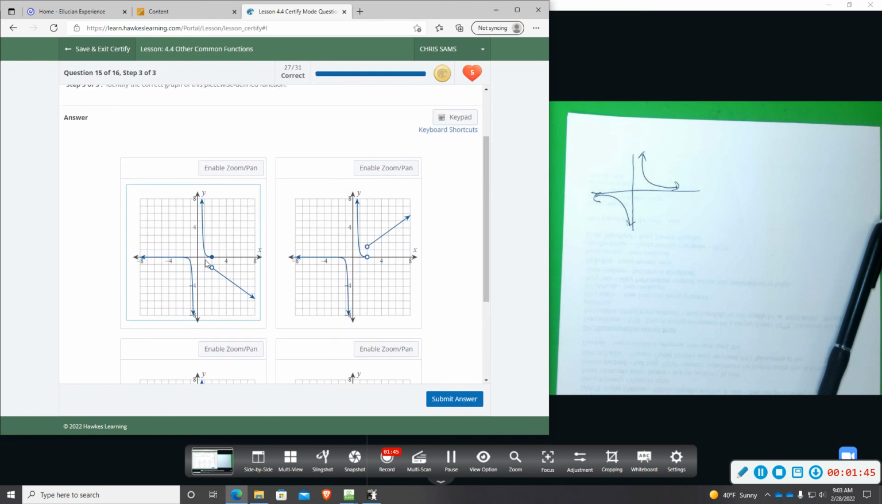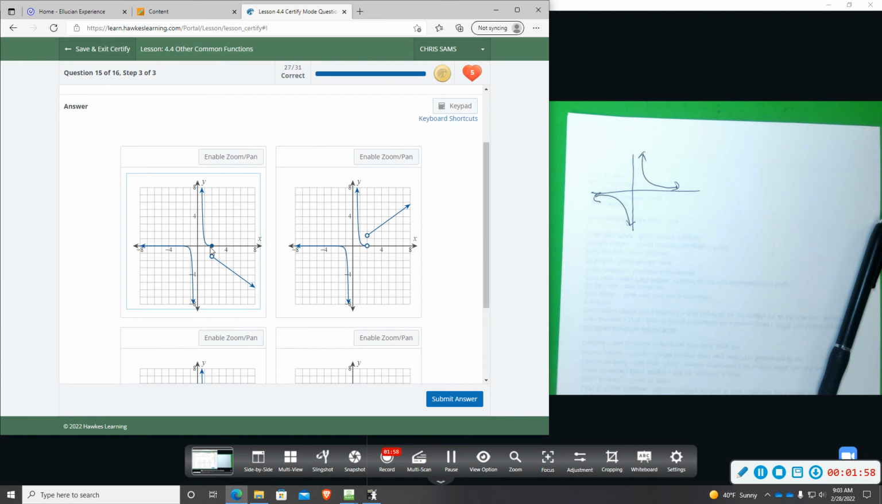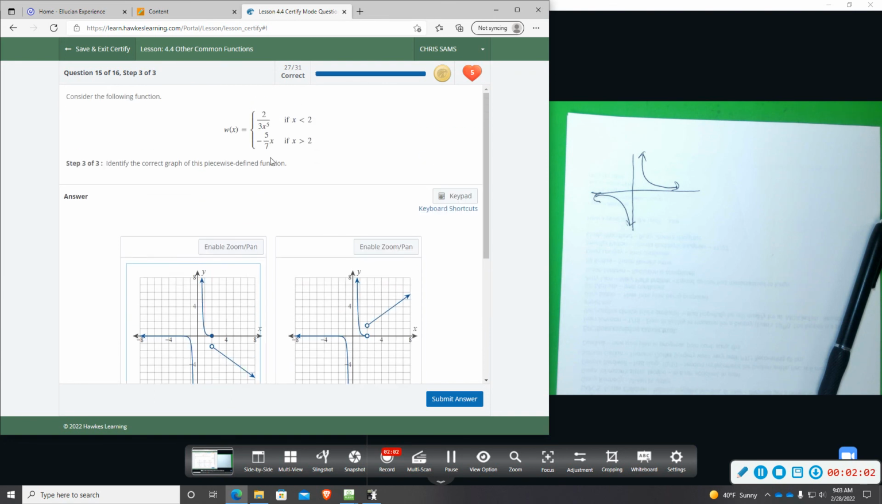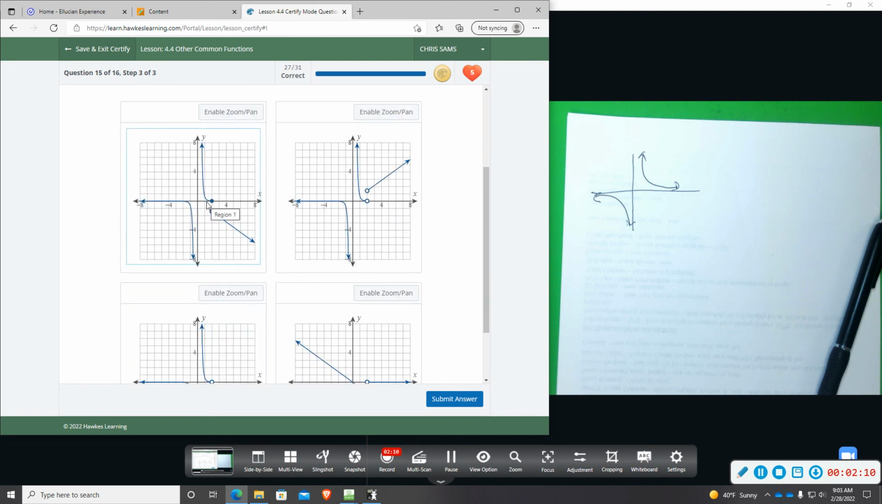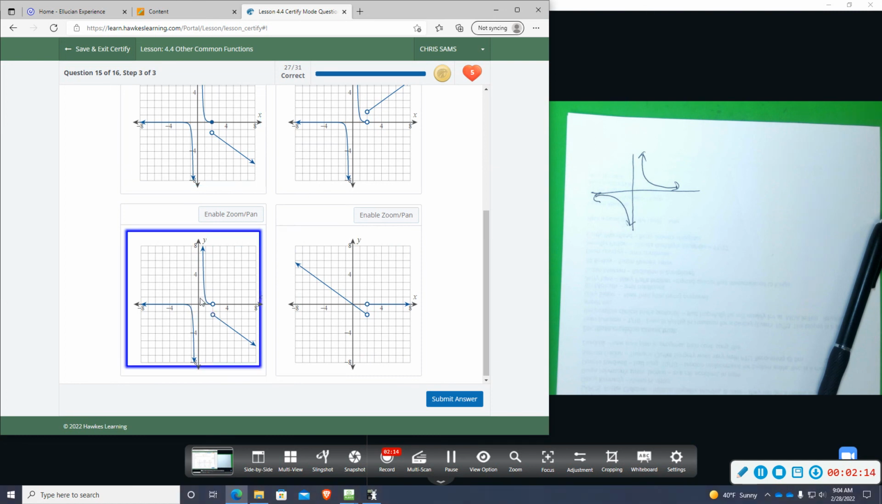Okay, so which of the other graphs match? So now the other graph, remember, was this shape. Okay, but it's only defined for x is less than 2. So this one has a closed circle, meaning we can be equal to 2, and that is not what the domain is telling us. It says less than 2. So I would need an open circle there, and that would be closer to C.